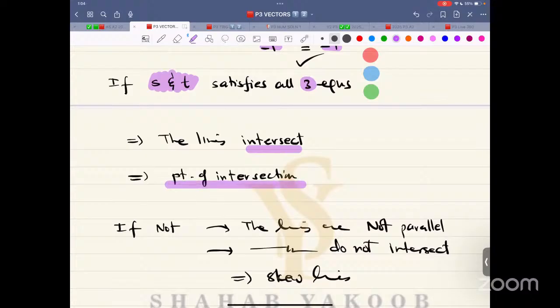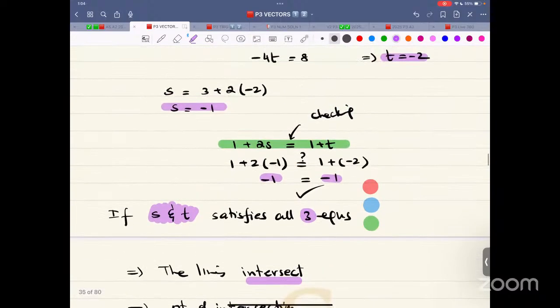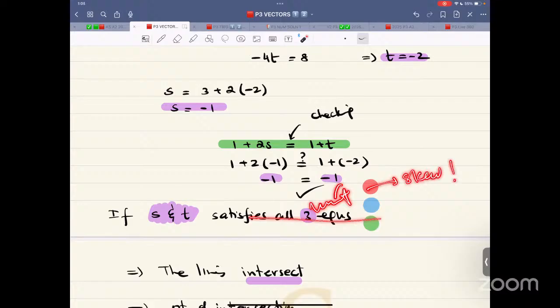So sometimes they can only ask us, show that the lines intersect. That is what we are doing. Show that the lines do not intersect. That means this S and T won't satisfy all three equations. Such lines will be skew.